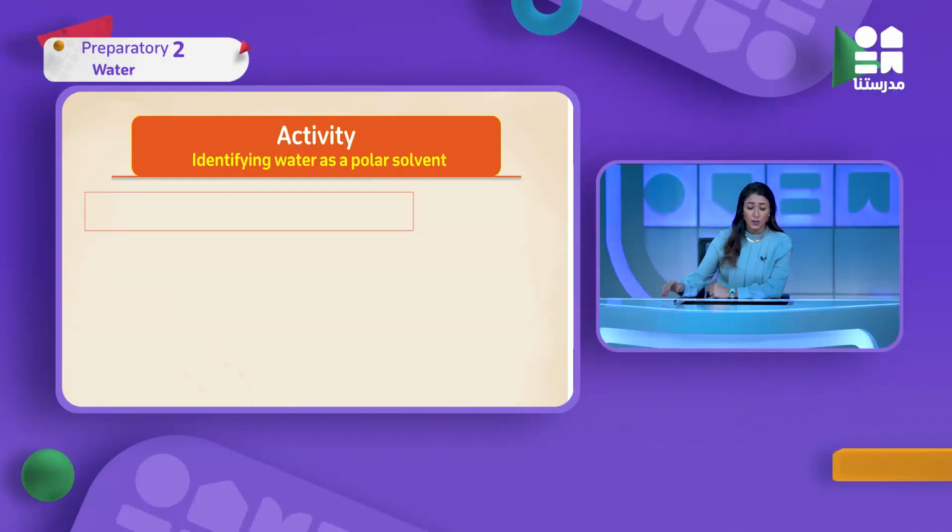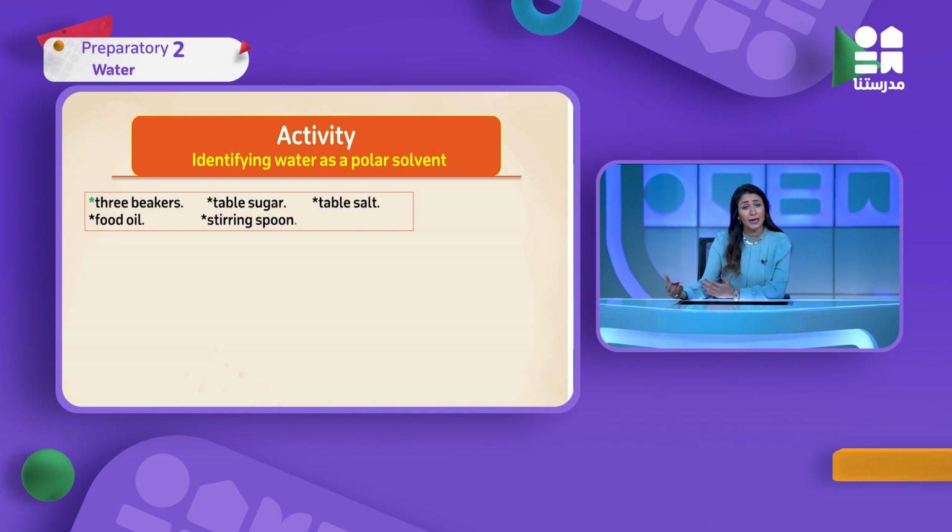أول حاجة بيقول لي إيه؟ بيقول لي identifying water as a polar solvent. And this experiment أنا عايزاك تجربها مع نفسك inside your kitchen or at home. تعالوا نشوف إيه الحاجات اللي إحنا محتاجينها عشان to prove that water is a good polar solvent. Number 1, 3 beakers. At home أنت ممكن تجيب 3 cups. Table sugar سكر. Table salt ملح طعام. و oil زيت. And stirring spoon a spoon معلقة.